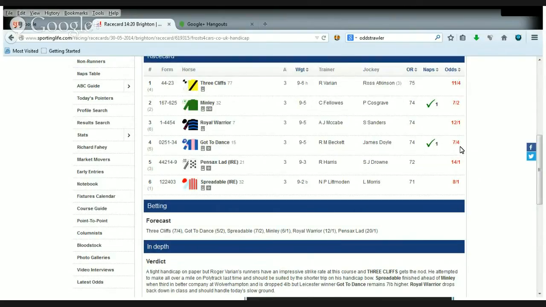7 to 4. I don't like to bet on 7 to 4s. I bet against Three Cliffs, really, even though it is like the over 2 to 1, obviously. I would say Three Cliffs and Spreadable. Go against those ones and bet against, yes, Three Cliffs and Spreadable.